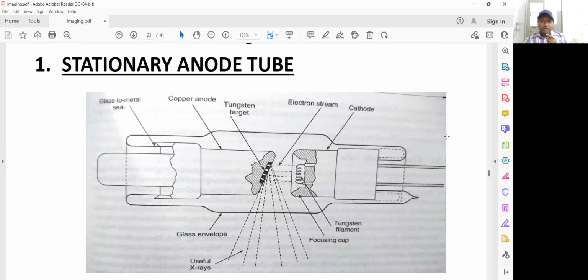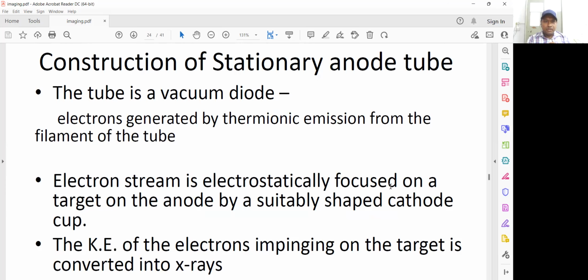Now these electrons are formed, and due to the vacuum, they will flow from this cathode to the tungsten anode, or the copper anode. Inside the copper anode, the target is made of tungsten. Why? Again, we will discuss later. So the tube is a vacuum diode, and the electrons are generated by thermionic emission from the filament of the tube.